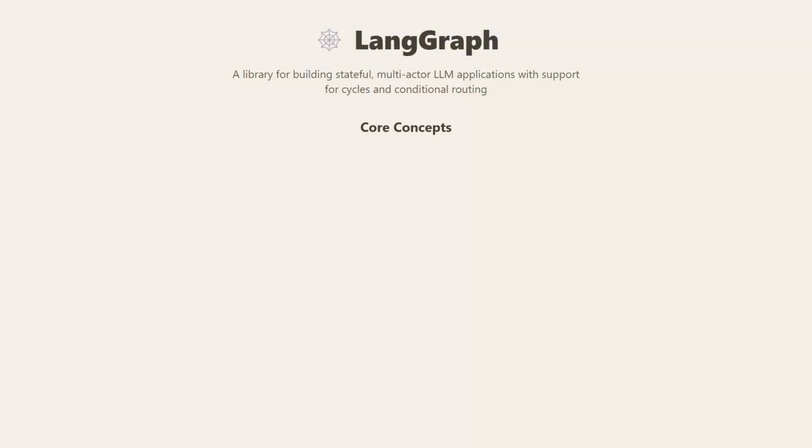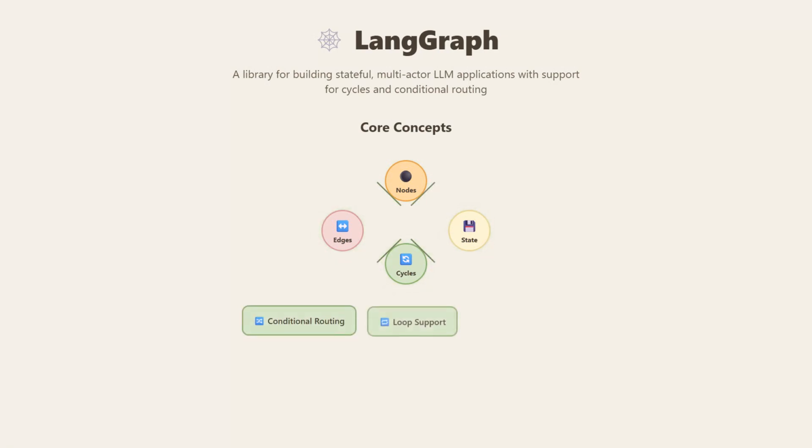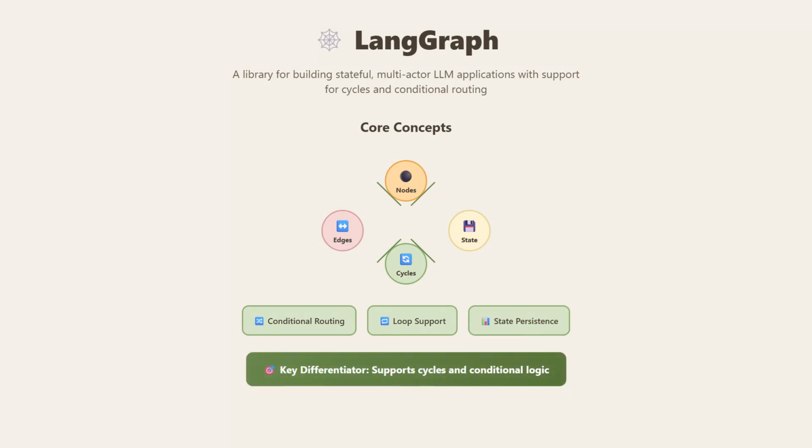LangGraph is a library specifically designed for building stateful, multi-actor LLM applications that support cycles and conditional routing. While LangChain thinks in terms of chains, LangGraph thinks in terms of graphs. The core concepts in LangGraph are fundamentally different. You have nodes, which represent individual units of computation, like an agent function or a tool caller. Then you have edges, which define the connections and flow between nodes.